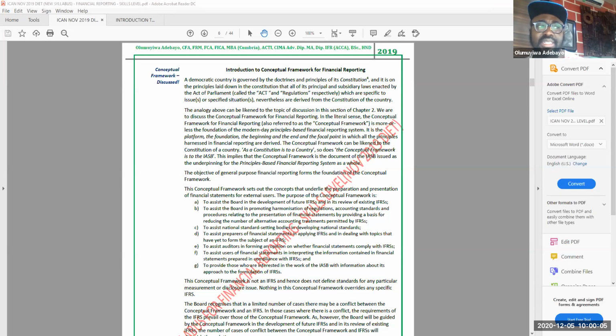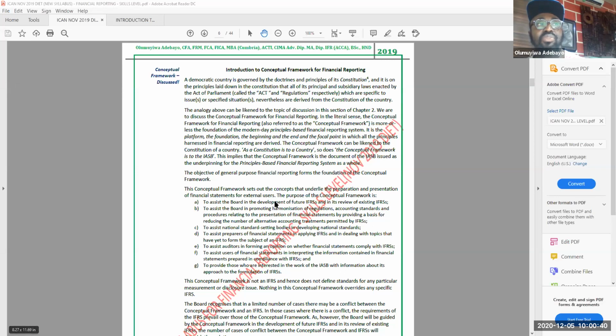And probably finally, I could say it is a document that researchers, or those who have a special interest in financial reporting, will harness in gaining better knowledge into the affairs of the International Accounting Standards Board and on financial reporting principles. These are the common purposes or objectives for which the framework has been developed.